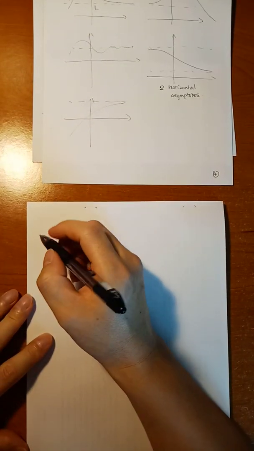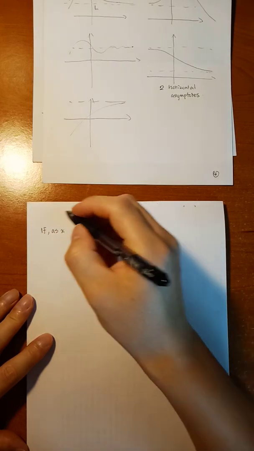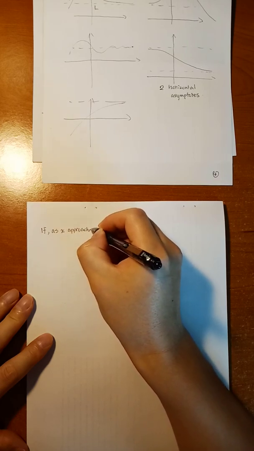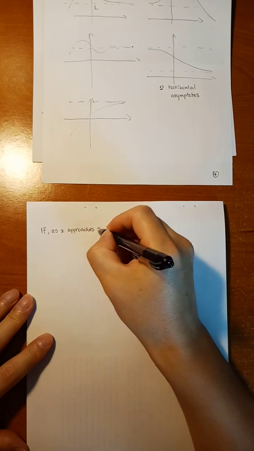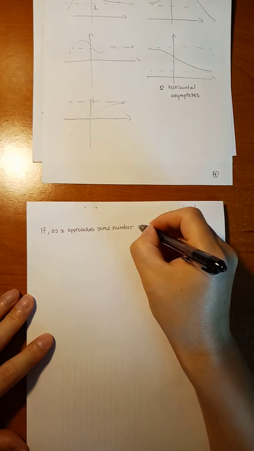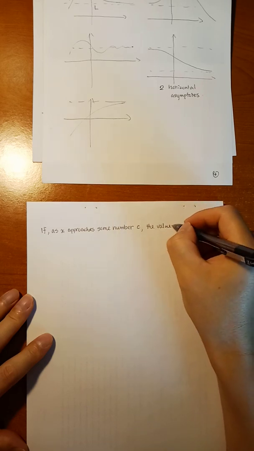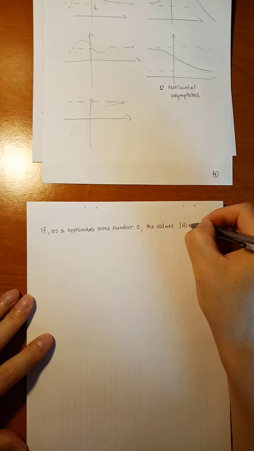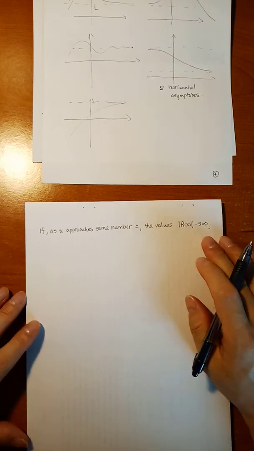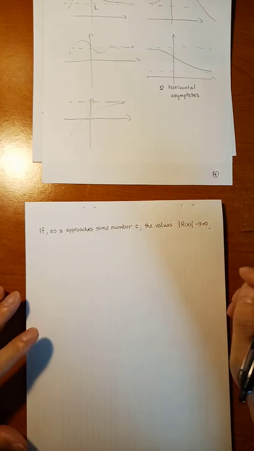Vertical asymptote. If as x approaches some number c, the absolute value of r of x approaches infinity. So here we just say it approaches either positive infinity or negative infinity. It's not necessarily always positive, so we just put the absolute value.